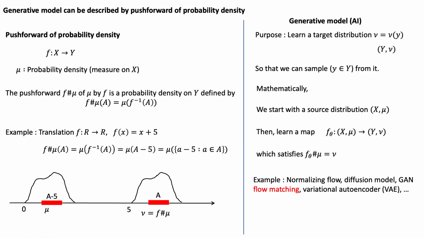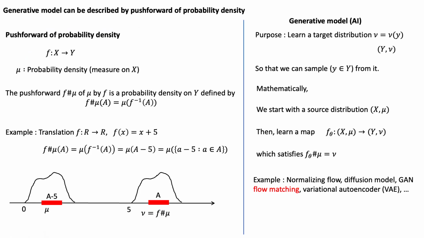So I just listed the examples of generative AI. For instance, there is normalizing flow, diffusion model, GAN, and variations of these. Today we will focus on flow matching. What is flow matching? Flow matching is a recently developed generative model that uses flow to generate. So what does that mean?